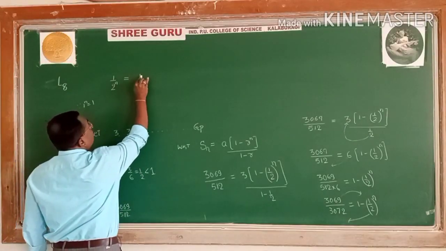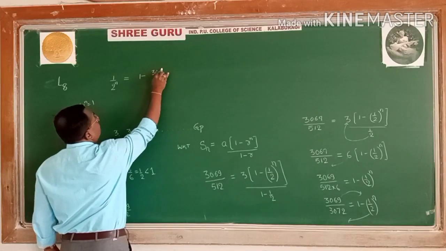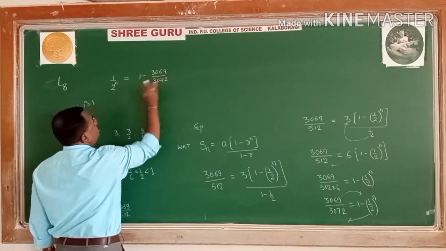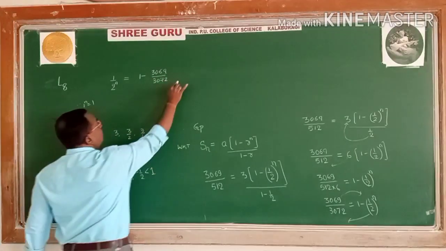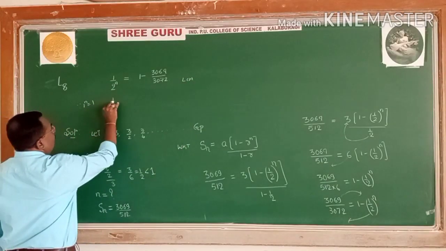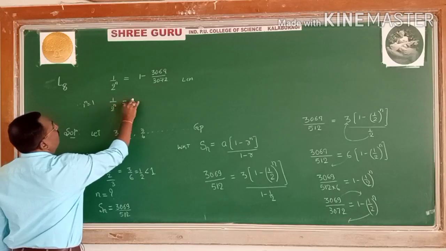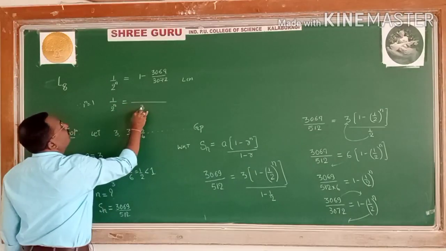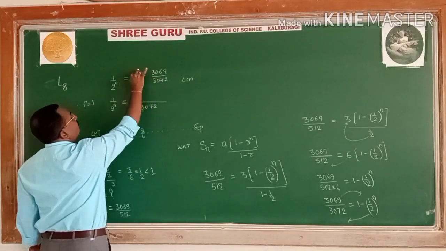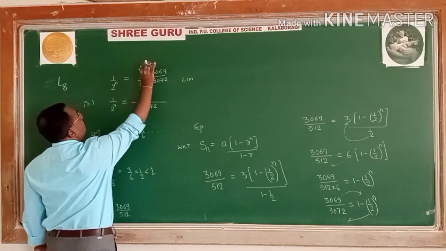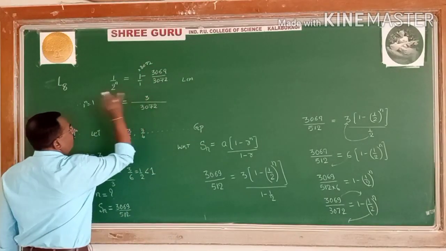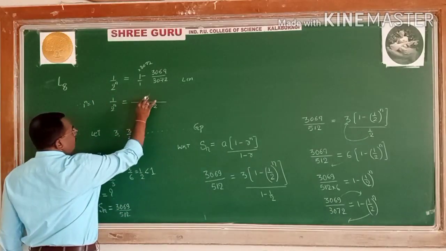Here 1 minus 3069 divided by 3072. LCM apply. 1 by 2 power n is equal to what? LCM is 3072. 3072 minus 3069, 3. Understood?